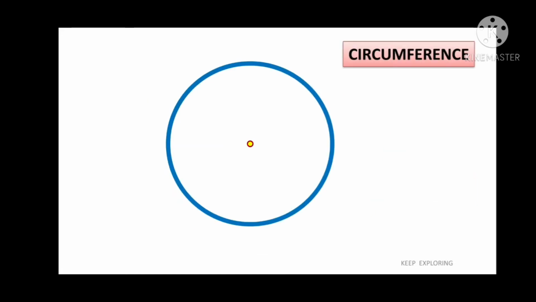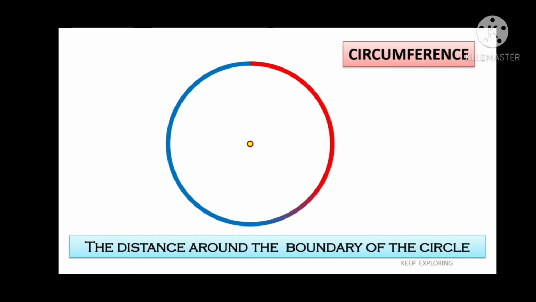Next, circumference. So what is circumference? As you can see here, the boundary of the circle. The length of the boundary of the circle is called the circumference of the circle. It's just like perimeter, we can say. So the perimeter of a circle is the same as the circumference.